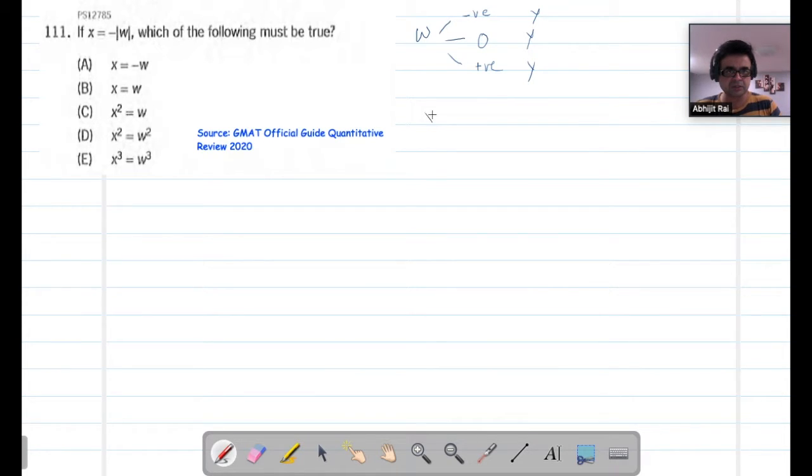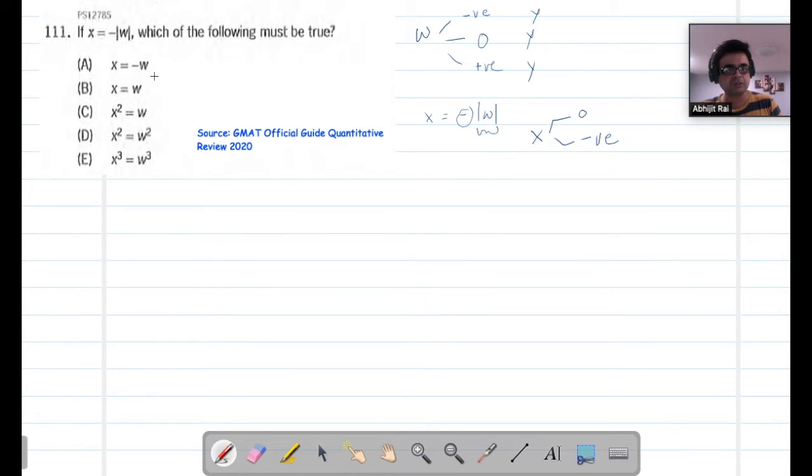Now, x is given to be negative of absolute value of w. Since this is either 0 or positive, since absolute values cannot be negative, x has to be either 0 or negative because of this negative sign of a positive value.